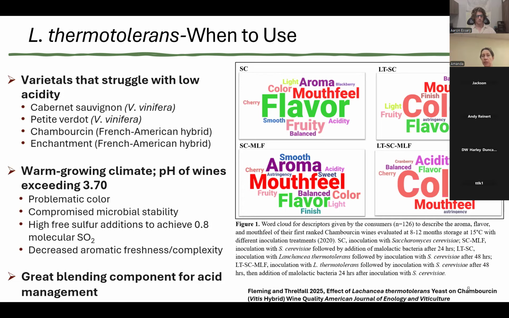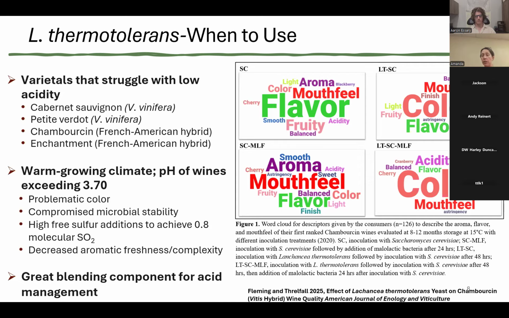So I have 4 treatments here: the Saccharomyces cerevisiae control, and then the Saccharomyces cerevisiae control with malolactic fermentation added, so with and without, and then Lachancea thermotolerans with and without malolactic fermentation. And with the Lachancea thermotolerans treatment, Saccharomyces cerevisiae was added 48 hours after the initial thermotolerans inoculation.